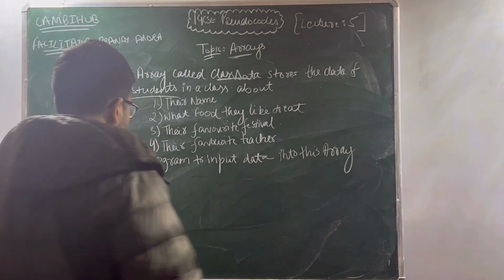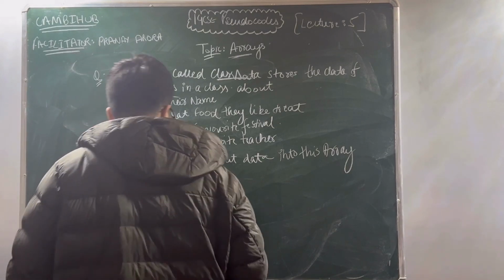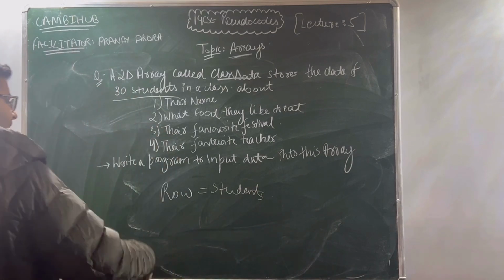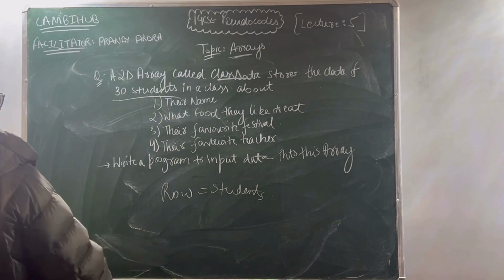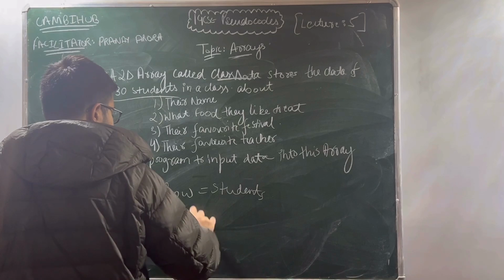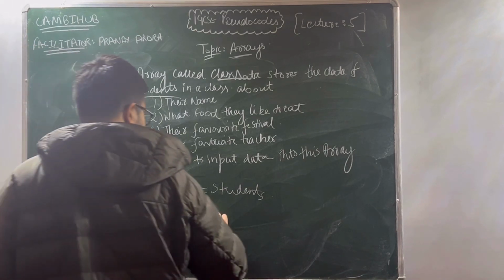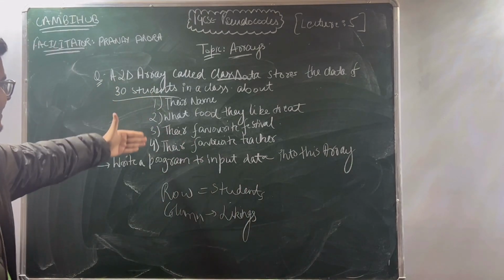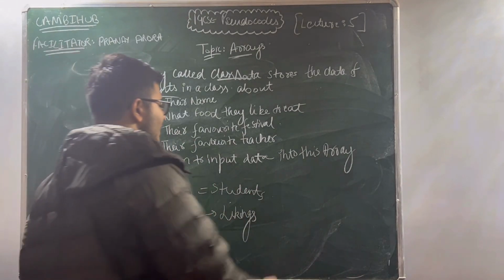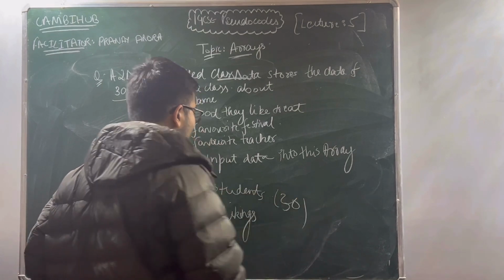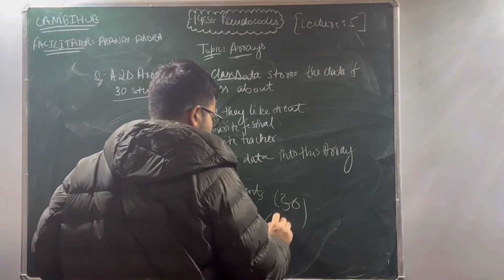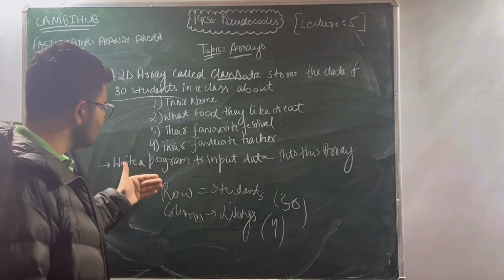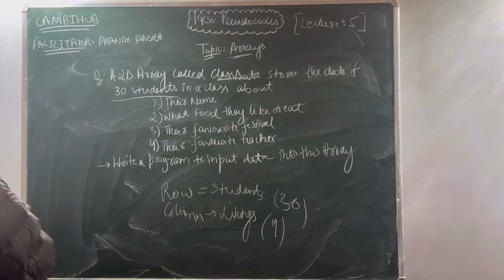For rows we are using students, so whatever the number of students, that will be the number of rows. The columns correspond to their likings, which we store in columns. So how many rows do we have? 30. How many columns? 1, 2, 3, 4. We have 4 columns. You can always decode a question roughly like this on a blank page whenever you have a pseudocode question.